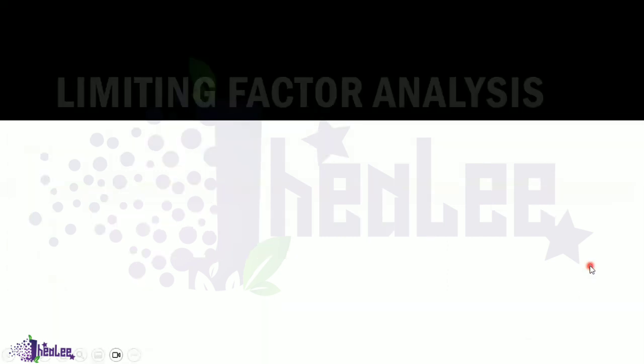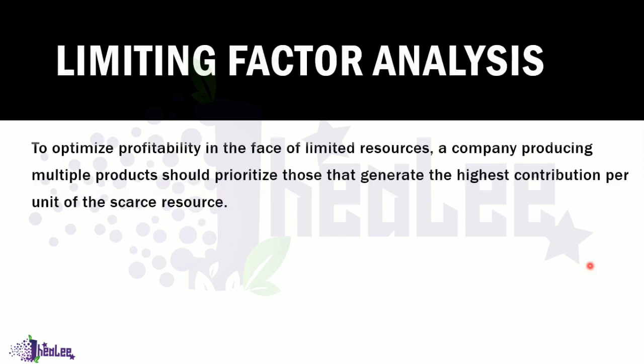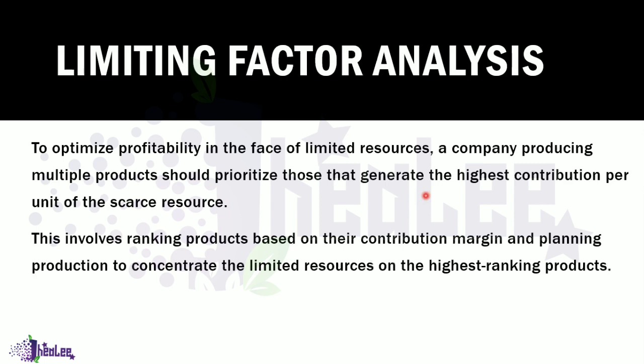In terms of limiting factor analysis, to optimize profitability in the face of limited resources, a company producing multiple products should prioritize those that generate the highest contribution per unit of the scarce resource. And we're seeing that for National Bakery, for the production of the bread, the scarce resource, which is a limiting factor, is yeast. Now, this involves ranking products based on their contribution margin and planning production to concentrate the limited resources on the highest ranking products.